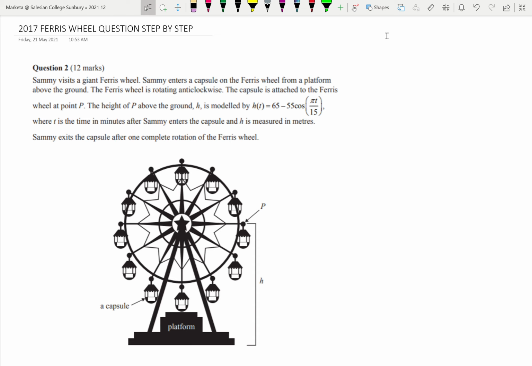So let's see, Sammy visits a giant Ferris wheel. He enters a capsule on the Ferris wheel from a platform above the ground. So here's the platform above the ground. I'll use a different colour. And the Ferris wheel is going anti-clockwise. The capsule is attached to the Ferris wheel at point P. So here's point P, and the height above the ground, h, is modelled by this equation here, where t is the time in minutes after he enters the capsule and h is measured in metres.